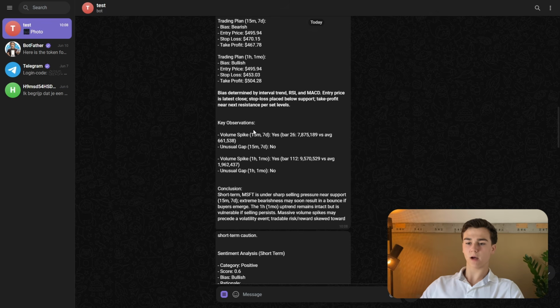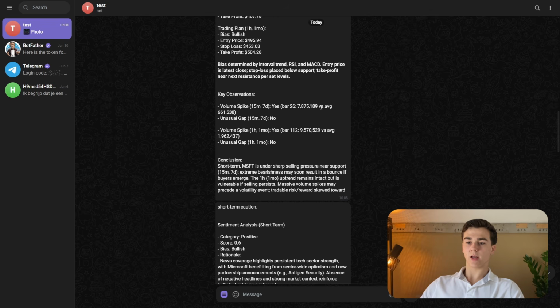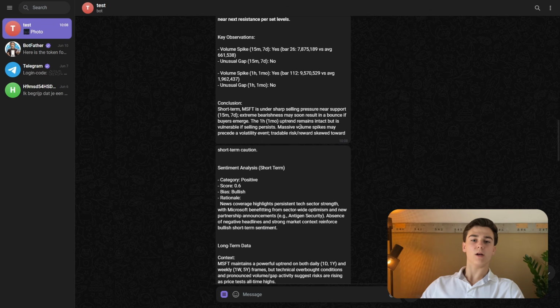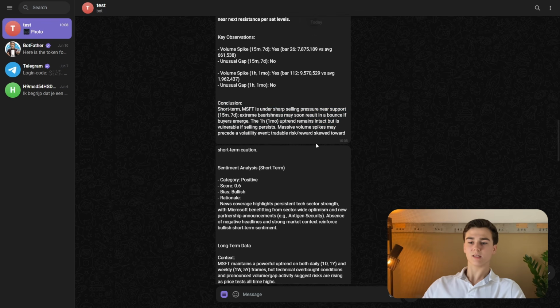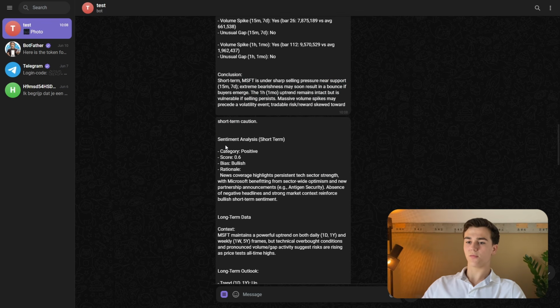So here we can see if some bar really spiked really high or if it dropped really low. After the key observations of the short-term analysis, we will move on to the conclusion. So here I have the conclusion of the short-term analysis. After the conclusion, we will have the sentiment analysis, and the sentiment analysis is only for the short term.